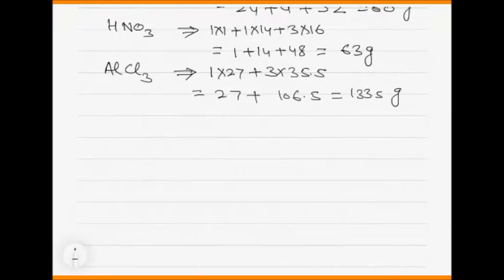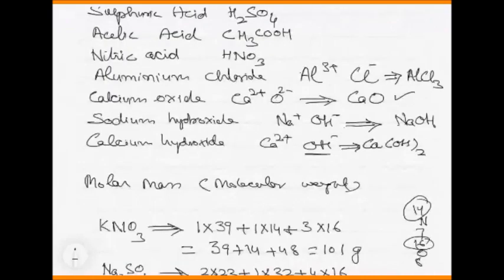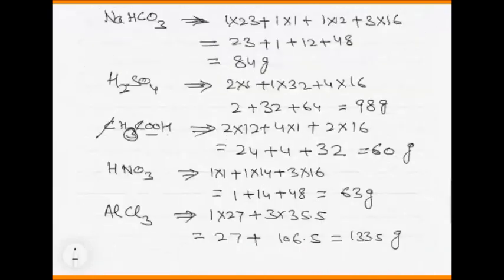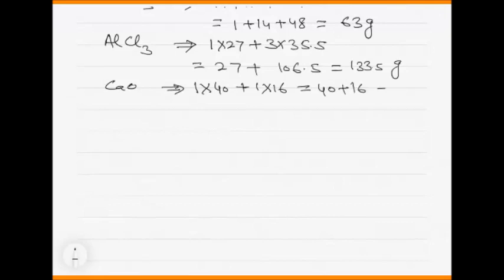Then we move to the next compound. Next compound, students, is calcium oxide. Calcium oxide, already we have written the formula. If you remember, calcium oxide is CaO. So I will check the atomic mass of calcium. Only one atom, so 1 into 40 plus, for oxygen, 1 into 16. So this comes out to be 40 plus 16, which is 56 grams.